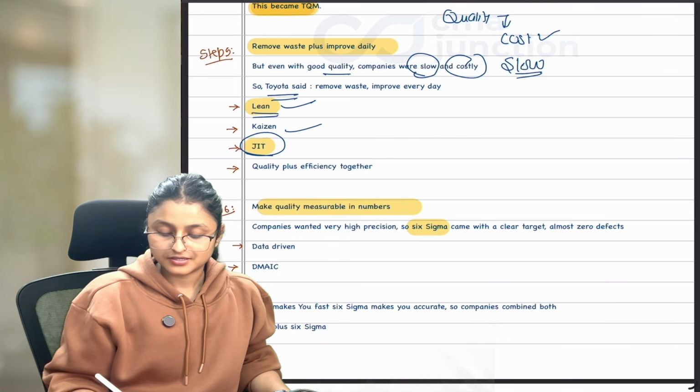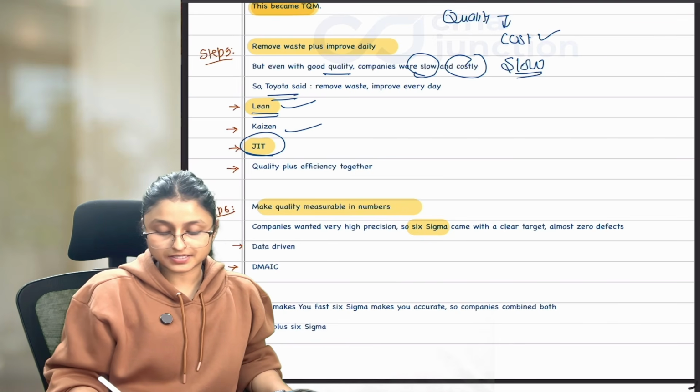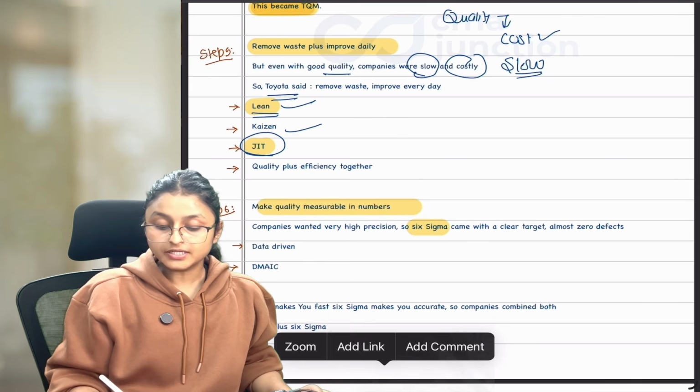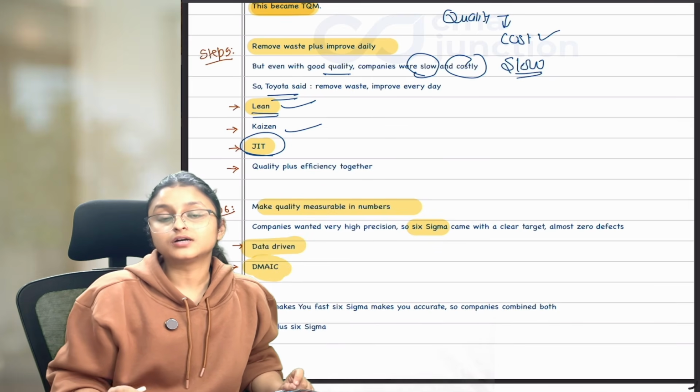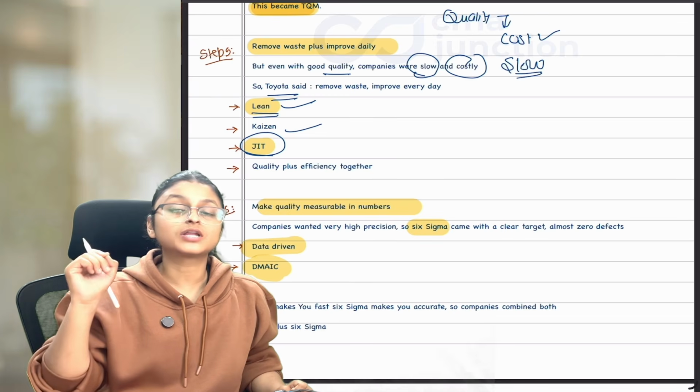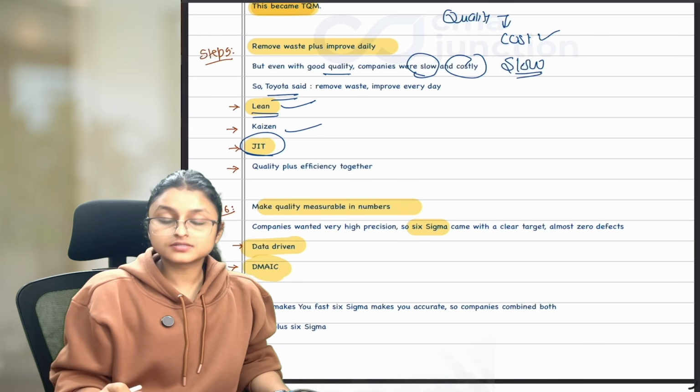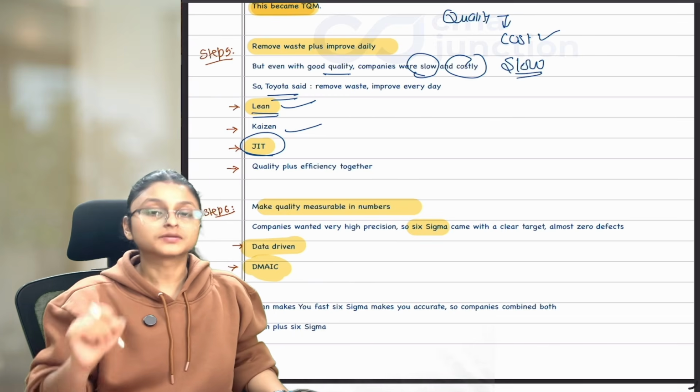Right? Now with the help of the Six Sigma technique, quality became data driven, and to improve the quality we used a step-by-step method known as DMAIC. Now what is it? We'll discuss it in Six Sigma techniques.